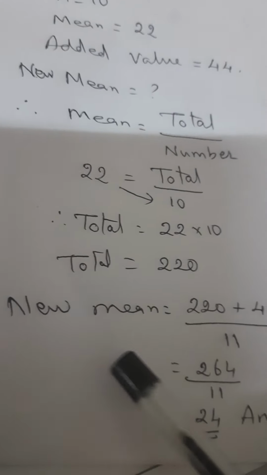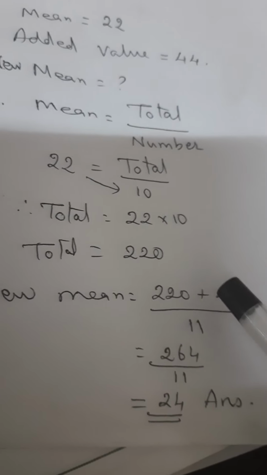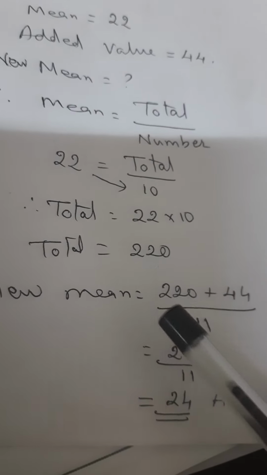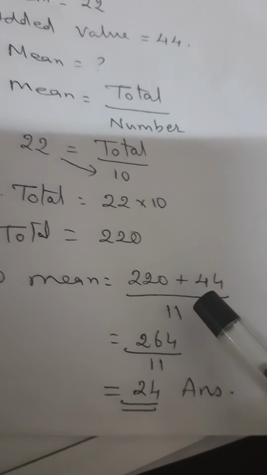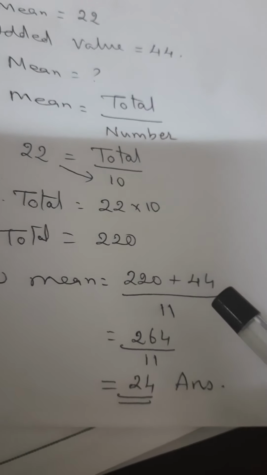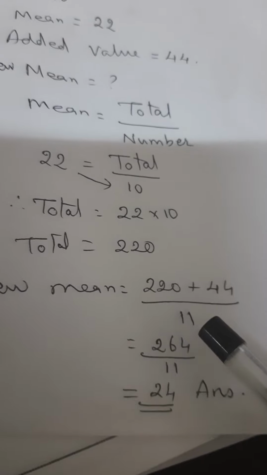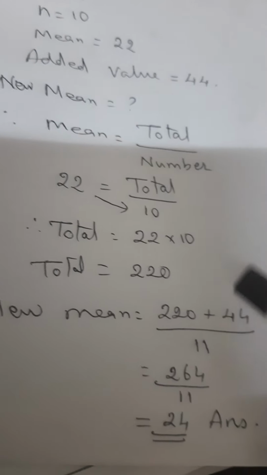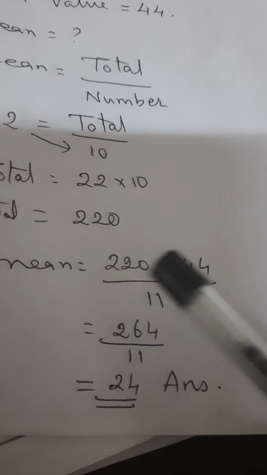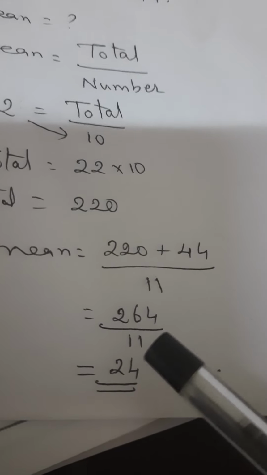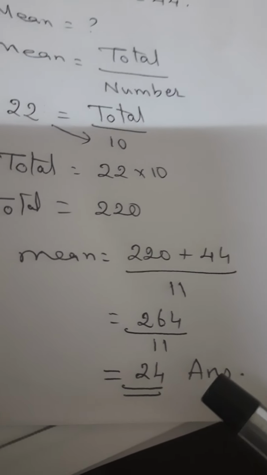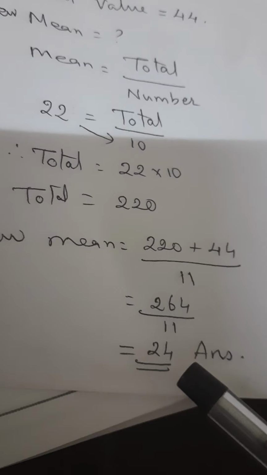Therefore, new mean is equal to total by new number of data. Here the total is 220. We add one more value, that is 44. Therefore, adding these two, by 10 plus 1, that is 11. We add these two, that is 264 by 11. Divide these two, we get 24. Therefore, this is the new mean value.